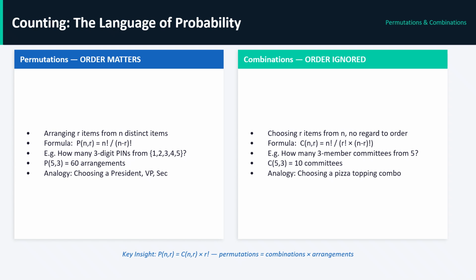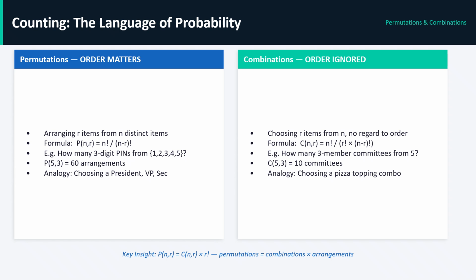Example is how many 3-member committees can be formed from 5 people. That will be equal to C(5, 3), which is equal to 10 committees, because C(5, 3) will be equal to 5 factorial by 2 factorial into 3 factorial. That will give 10 committees.